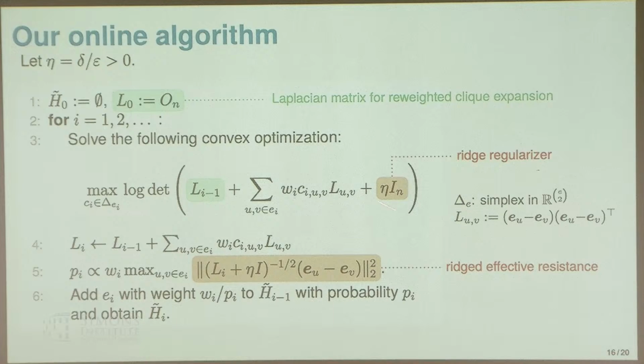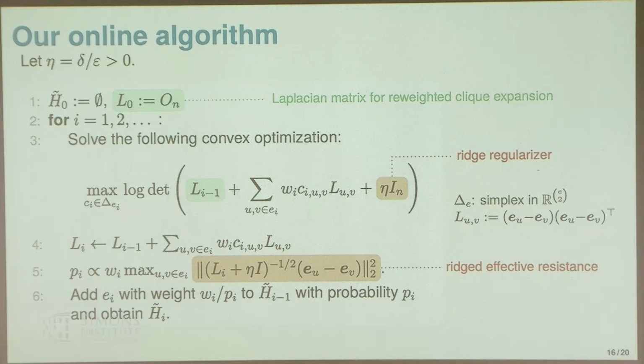Start with an empty hypergraph sparsifier and a zero matrix. Given a hyperedge e_i, solve this convex program to get CEUB weights on edges in the clique expansion, and then update using that weighted clique expansion. Now what is the sampling probability for the hyperedge e_i? Basically similar to the offline case, it is w_i, the weight of the hyperedge e_i, times an effective resistance type of thing.